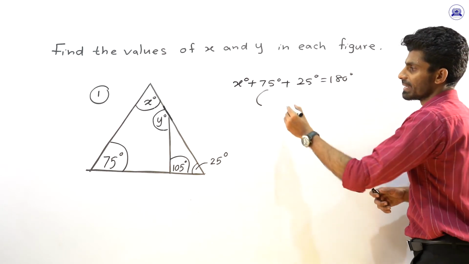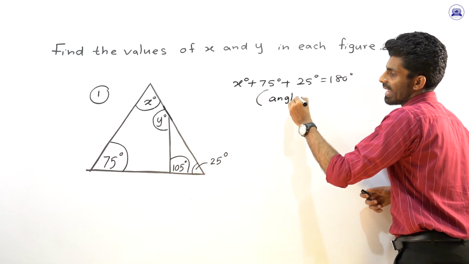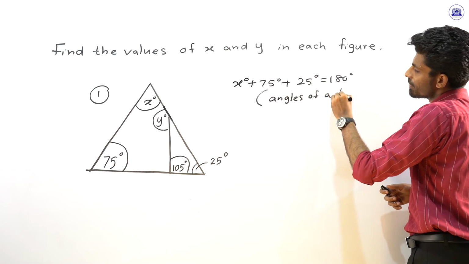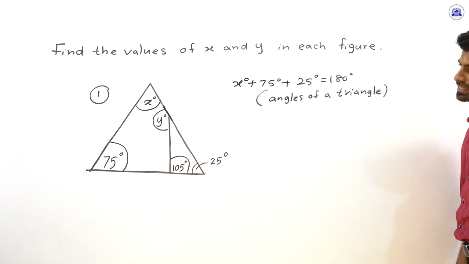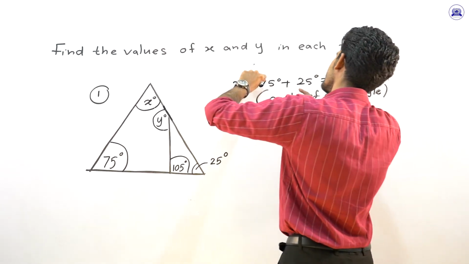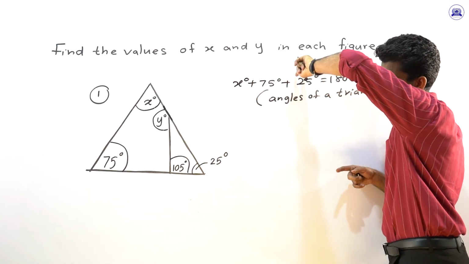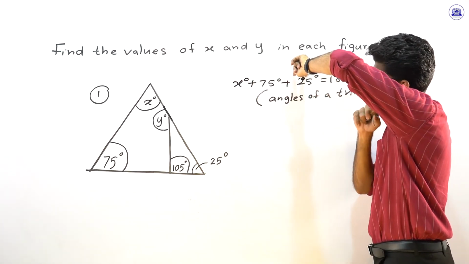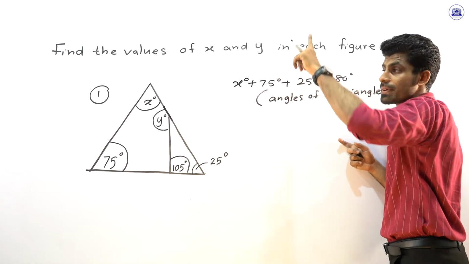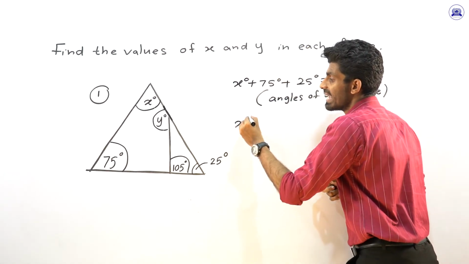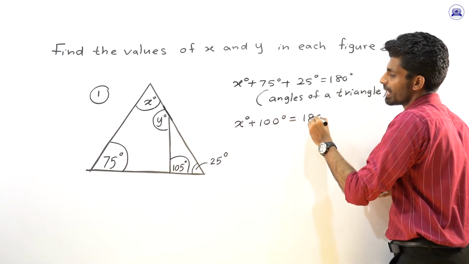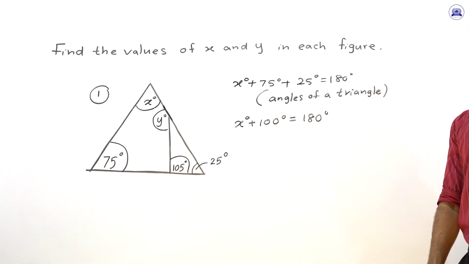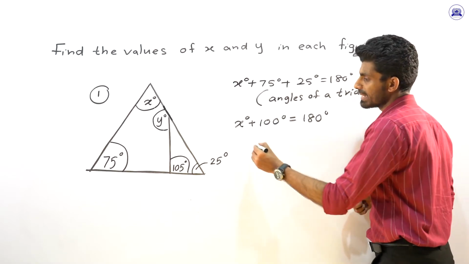Angles of a triangle, right? Angles of a triangle. 75 plus 25, we know the value. So the value is 100. x plus 100 equals 180.